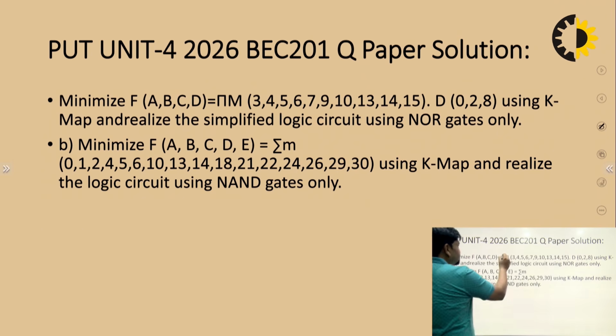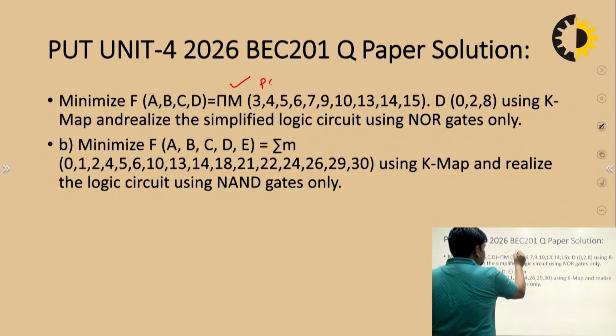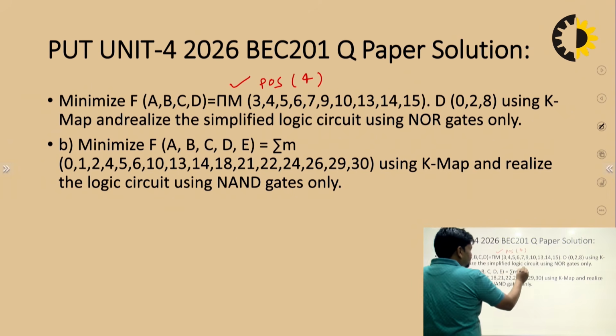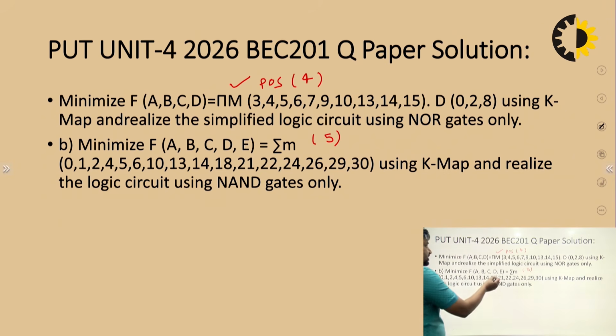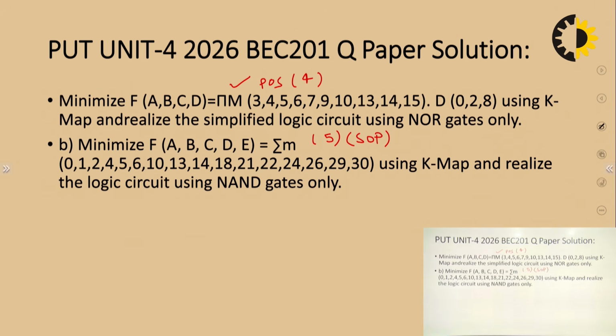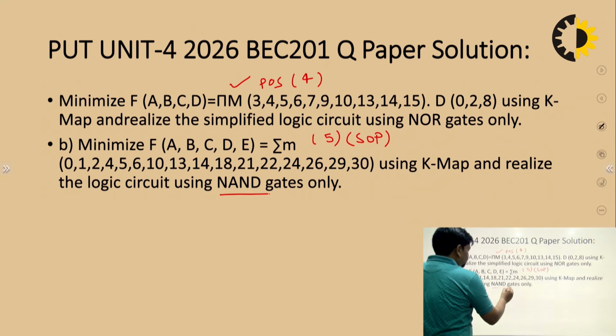This is a very important question, which has been asked by using the K-map. We reduce this expression by using the POS method, and this is a 4 variable question, and this is a 5 variable question. So this is a min term. We solve this question by using the SOP method, by using the K-map only, and we realize the function by using NAND gates only.